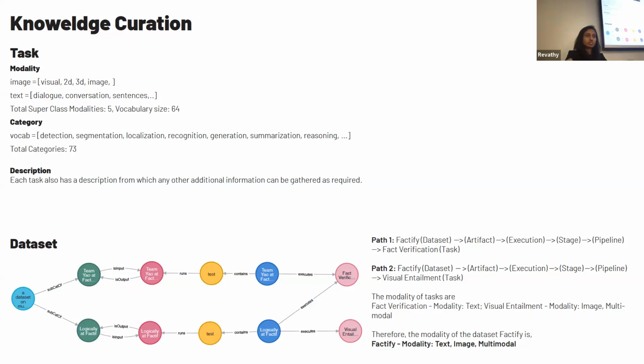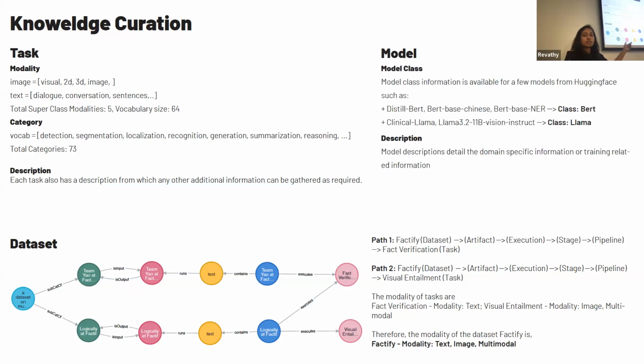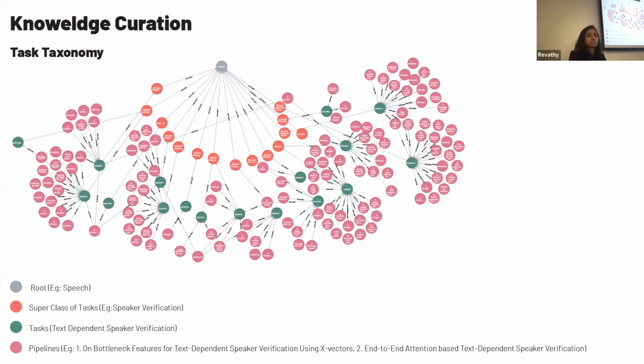So for example, for the Factify dataset, which is from our own lab, it's used on two pipelines. One is based on image, the other one is based on image plus text. So the modality of the task became multimodal. We do have model classes provided by Hugging Face, which is an additional source of knowledge. And we also have task taxonomy given by Papers with Code themselves.